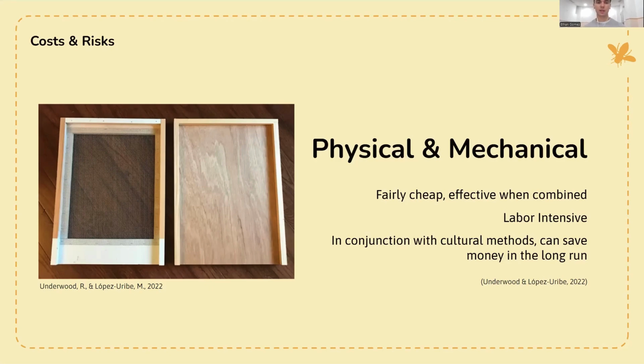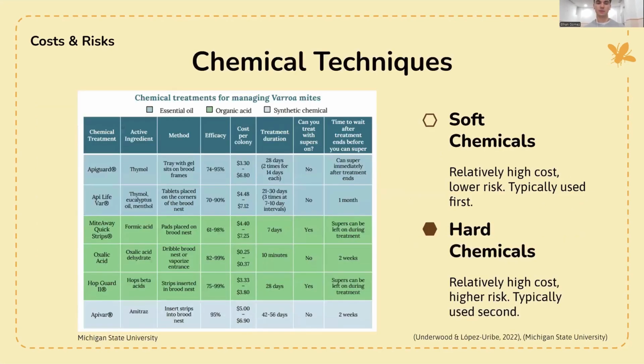And finally, chemical approaches are the most effective at actively reducing the populations of pests in honeybee colonies. But they often come at high monetary costs and bee stress, as noted earlier. As you can see on the left, the cost per colony can range anywhere between 25 cents to up to $7.25, but most fall around $5 per colony. And generally speaking, soft chemicals provide less risk and should be considered first, as they are effective without leaving chemical residues in hives.